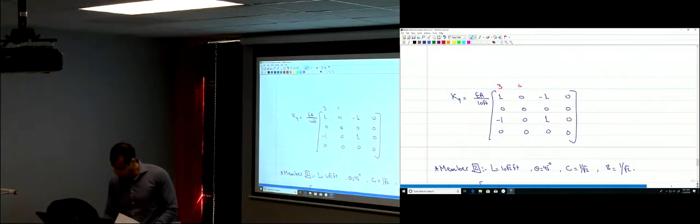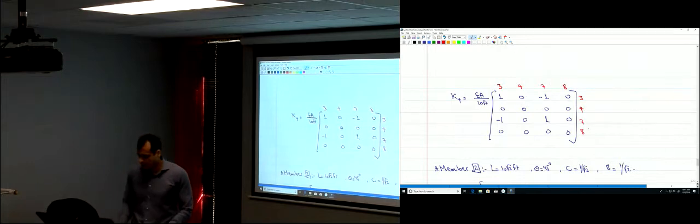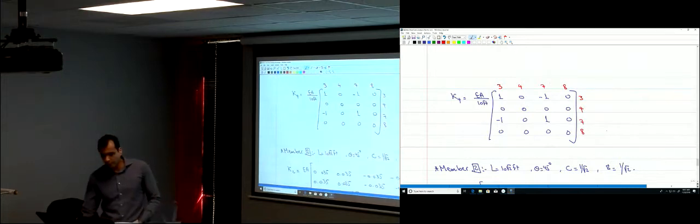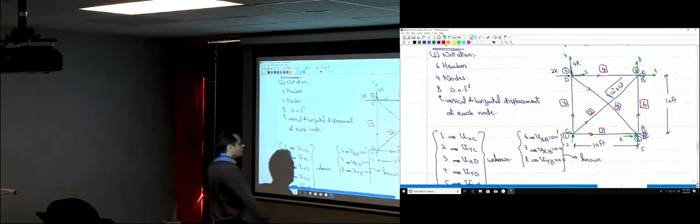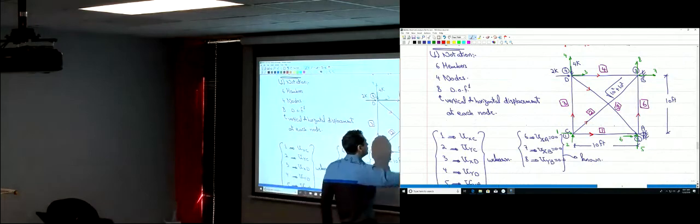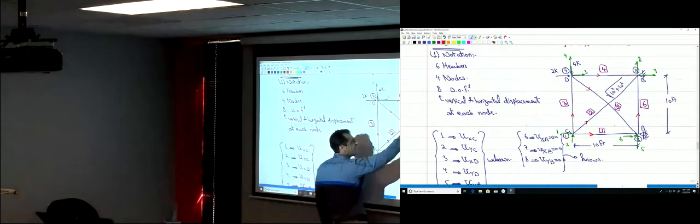So for K4, it looks the same, but it's labeled 3, 4, 7, and 8. And then we worked on member 2. For member 2 over here, that's member 2, that's the start, that's the end.